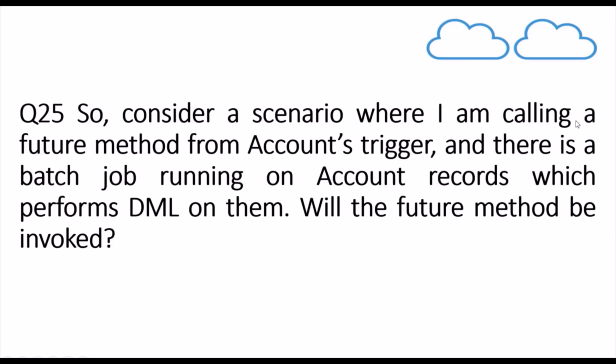Consider a scenario where I'm calling a future method from an accounts trigger and there is a batch job running on account records which performs DML on them. Will the future method be invoked? In this scenario, even if the future method is called from the accounts trigger, the trigger started from the batch context. That means this future method is being called from a batch context, which is not allowed. We cannot call a future method from batch execute, and we cannot call a future method from another future method, so it will give us an error.